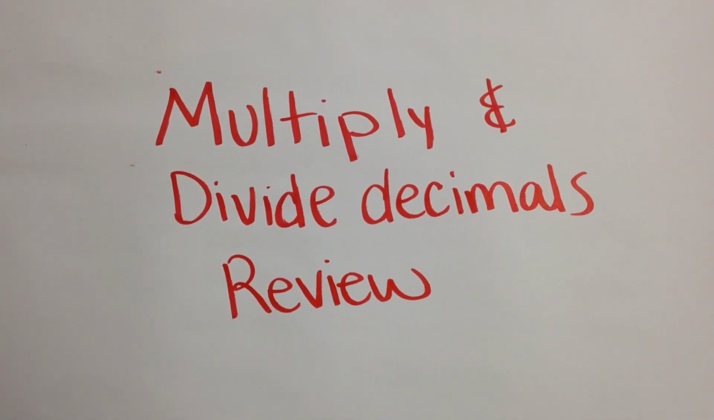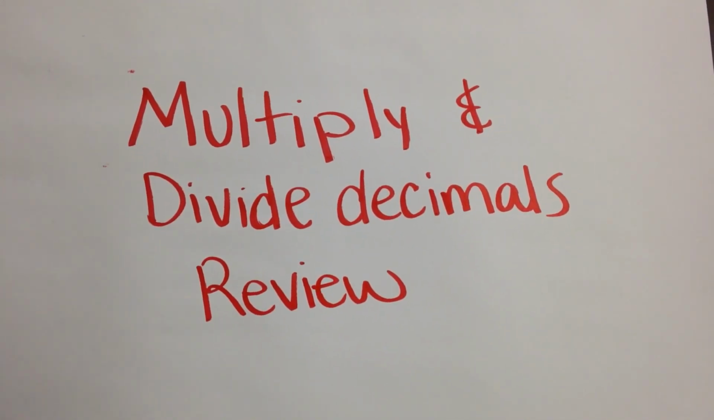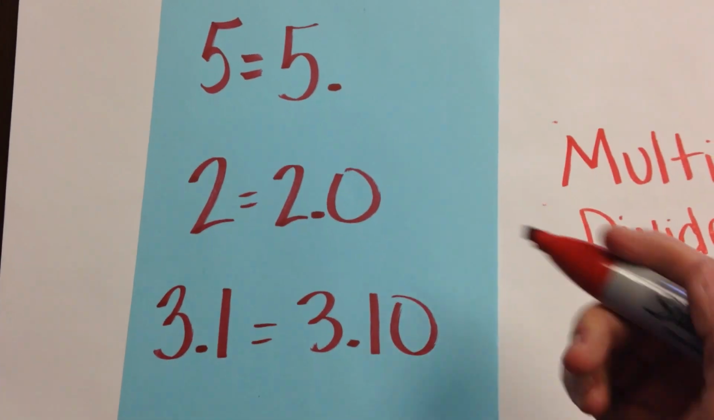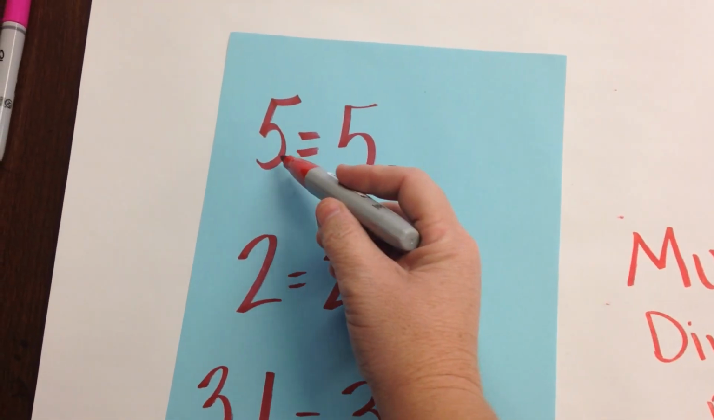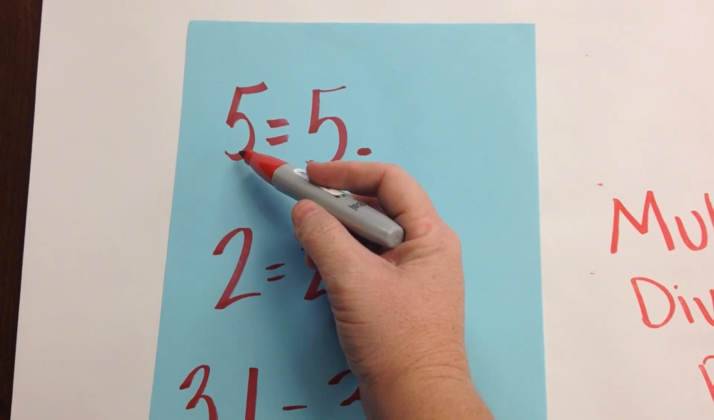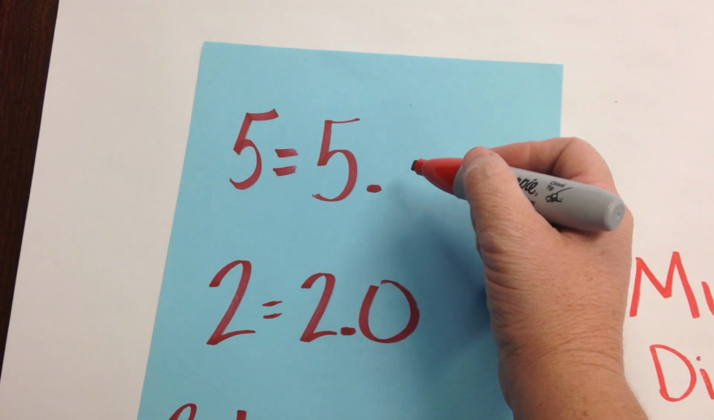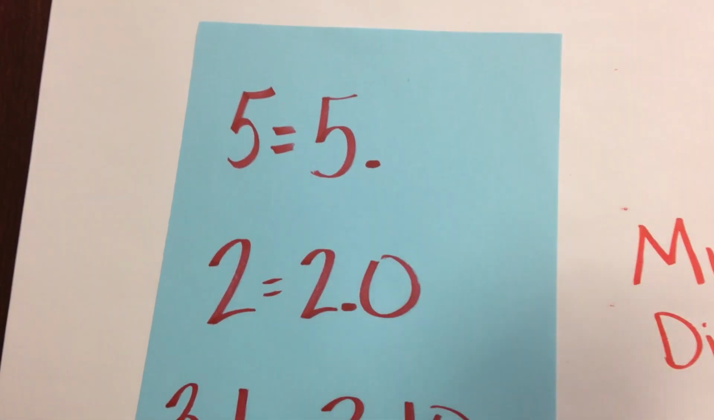Hello, we're going to review multiplying and dividing decimals one more time before we take a test over it. The first thing we want to remember is that when you add a decimal after a whole number, it is the same. When you see a whole number like 5 and you do not see a decimal, it's always right behind it. That separates the whole numbers from the decimal places. So these two have the exact same value.